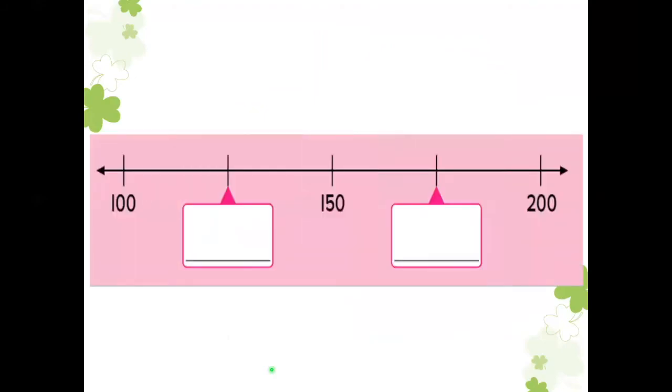Before we proceed with our lesson, let's review first the lesson that we had last time. I want you to look at this number line. Okay, so this number line starts from 100 and ends in 200. So what do you think is the number missing? What number is in between 100 and 150? Okay, very good. It is 125. How about 150 and 200? All right, very good. It's 175.